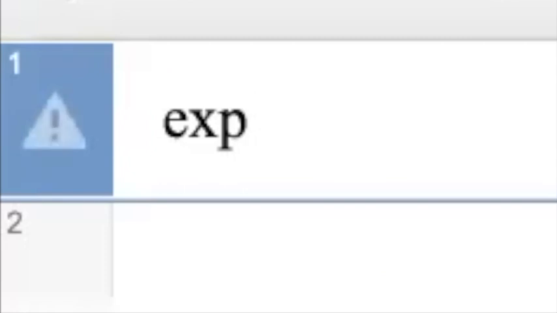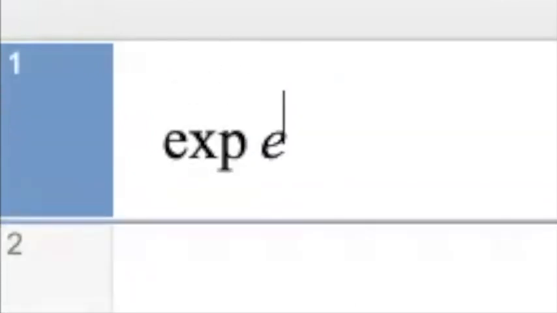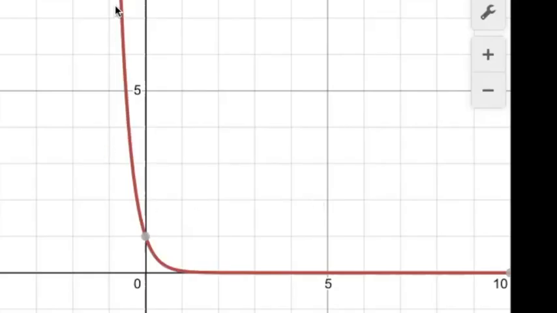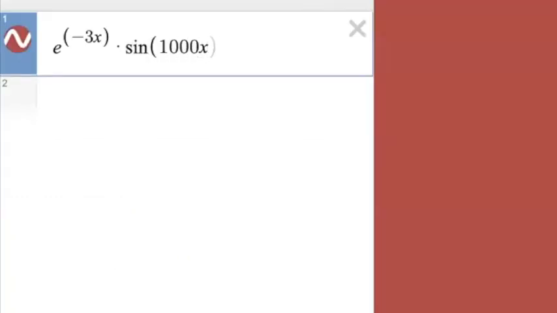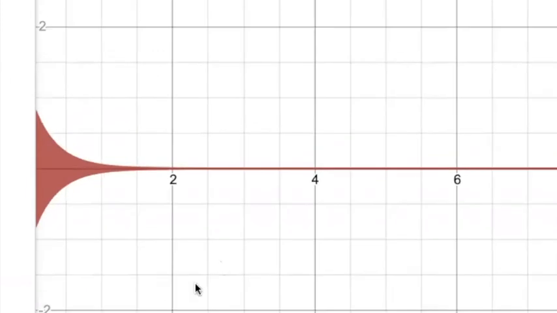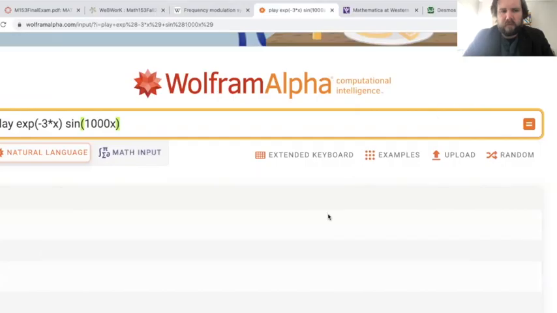And if I do an exponential function that has a negative variable in it, we think about what the graph of e to the negative 3x looks like. It's got this rapid decay. So if I take a wave and I multiply it by that, this rapidly decaying function, it turns out this is really useful to make a primitive drum sound. So if I hit equals, hit play sound.